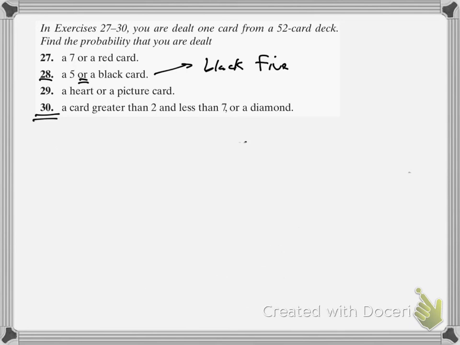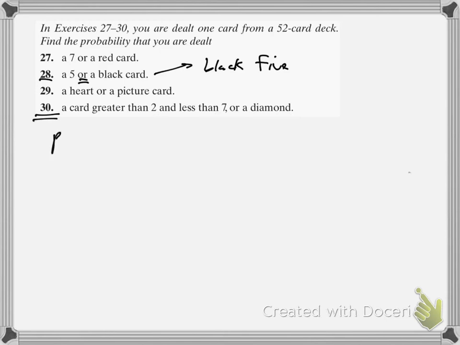So if we look at number 30, I want to say, find the probability that a card greater than 2 and less than 7, or a diamond. Okay, so it has to be between 2 and 7 or a diamond. These are not mutually exclusive because there's a lot of cards greater than 2 and less than 7 that are diamonds. So it can be both between 2 and 7 and a diamond. So what are all those cards?